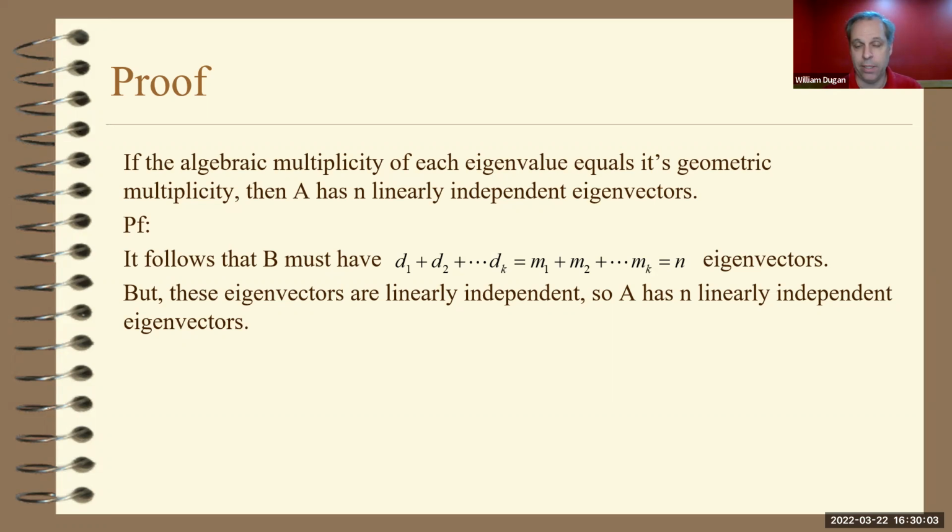We already have that d1 plus d2 up to dk has to equal M1 plus M2 up to Mk, because we're assuming the algebraic multiplicity equals the geometric multiplicity. But we know that the sum of the algebraic multiplicities has to equal n. So the sum of the dimensions of the eigenspaces has to equal n. Just take all those eigenvectors and put them together. They have to be linearly independent, and there's n of them. So there has to be n linearly independent eigenvectors. And that's the proof. It's really easy.